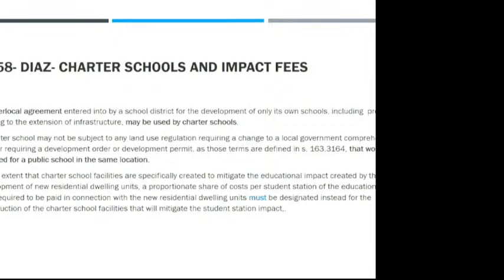In the area of impact fees, an interlocal agreement entered into by the school district for our own schools may also be used for charter schools. A charter school may not be subject to land use regulation that would not be subjected to public schools in the same location. And charter schools are part of mitigating student capacity. So this is saying that impact fees must be designated to a charter school whose goal is to also improve student capacity in a district.